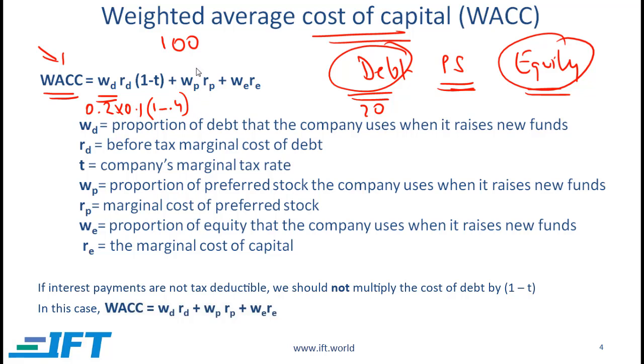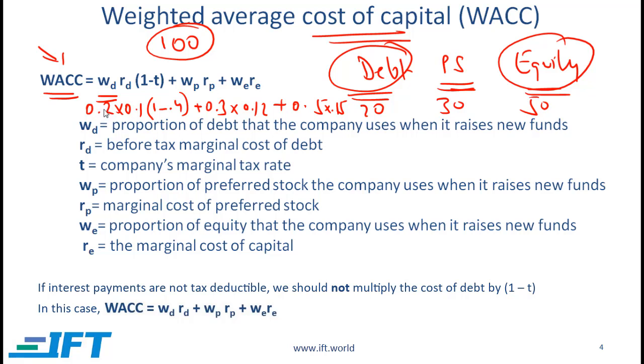Next, we come to preferred shares. Let's say that of this total capital of 100, preferred shares represents 30%. We therefore have a weightage of 0.3, and let's say the cost of preferred shares is 12%. We multiply by 12% or 0.12, and finally we have the weight of equity or common shares, which then becomes 0.5 multiplied by the cost of equity. If that is 15%, this is then multiplied by 0.15.